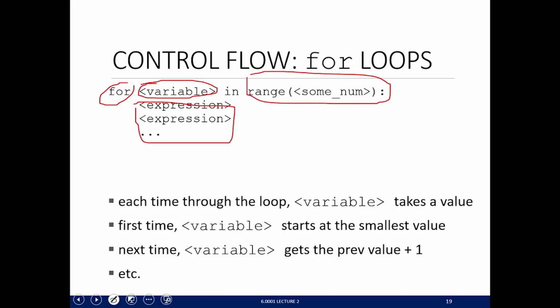Okay? So when you're using range some number, you start out with variable getting the value 0. Okay? With variable having value 0, you're going to execute all of these expressions. After all the expressions in the code block are done, you're going to go on to the next value. So 1. You're going to execute all these expressions with the variable being value 1, and then so on until you go to some num minus 1.